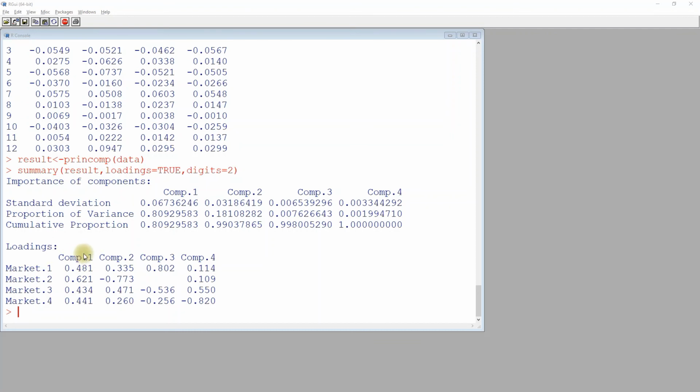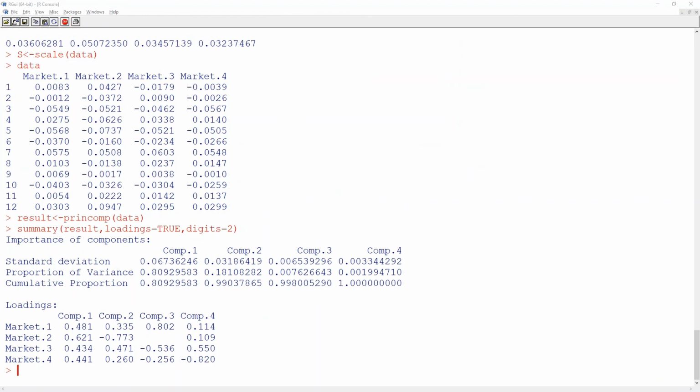All right, so that's partly what I wanted to say. There is one thing that you also need to know: the sum of squares of all the loadings for a particular component sums to 1. All right, something that you need to remember. If you take 0.481 squared plus 0.621 squared plus 0.434 squared plus 0.444 squared, you will get 1 normally.